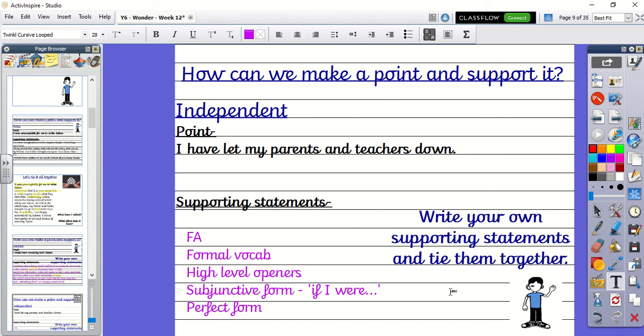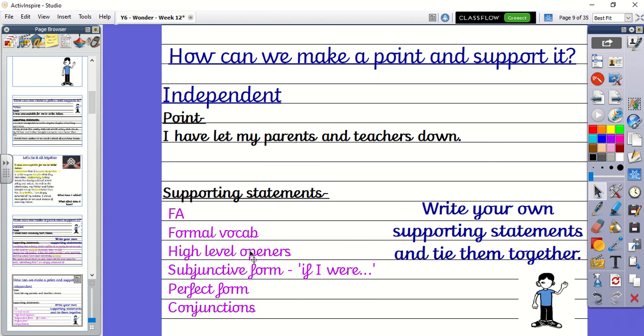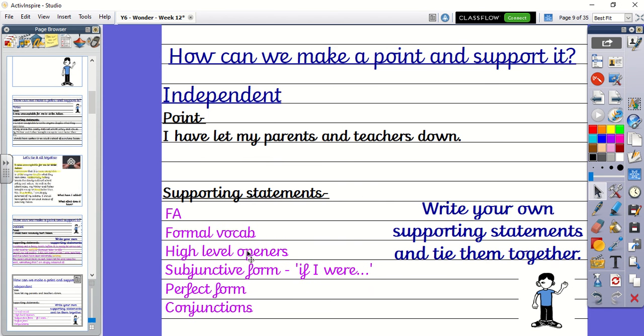Okay, so I'll just recap. So 2 supporting statements, then tie it together for bronze, 3 supporting statements and tie it all together for silver, and 4 supporting statements and tie it all together for gold. I forgot to add on here as well, we need conjunctions. Okay, try to extend your sentences. Try to be the best that you can do today. I know it's very difficult because you may be at home, okay, but just try and do what you can.